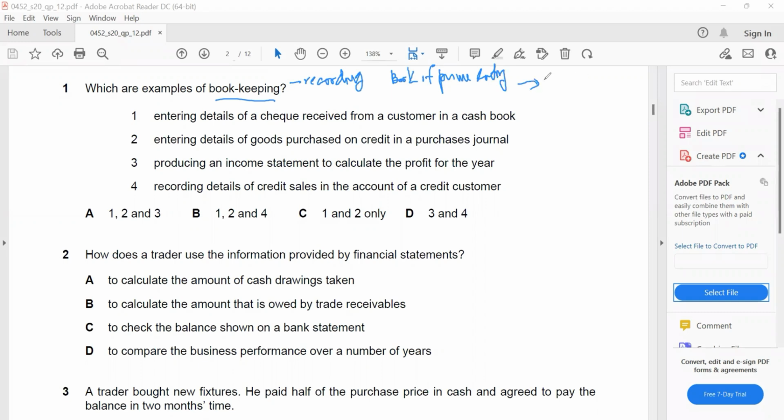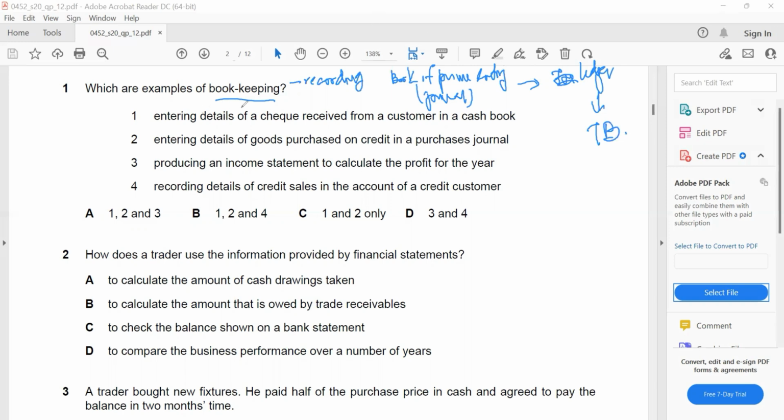to the journal. Sorry, this is to the ledger. This is a journal. To the ledger. After that, to the trial balance. That is the main job for the bookkeeper.